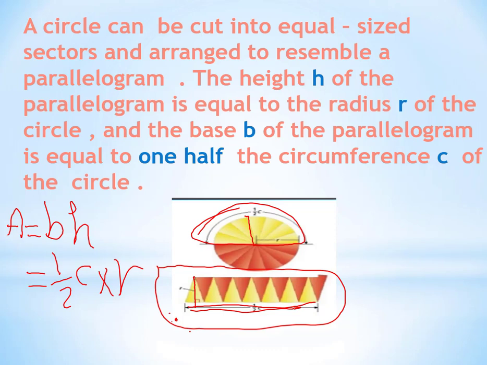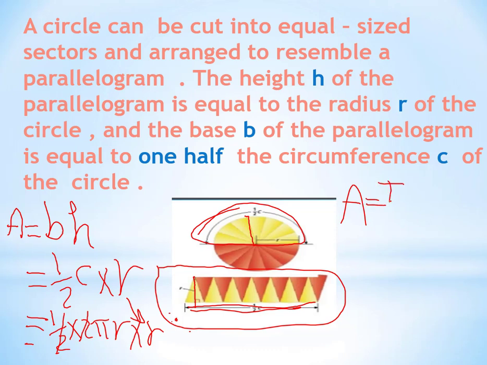As we learned before in Primary 5, the circumference of a circle equals 2 pi r. So the circumference equals 2 pi r, and we have r here. So the area of the circle equals half times 2 pi r times r. The half is cancelled with the 2. So we have pi r times r, which equals pi r squared. So area of circle equals pi r squared. So the rule we have here is area of circle equals pi r squared.